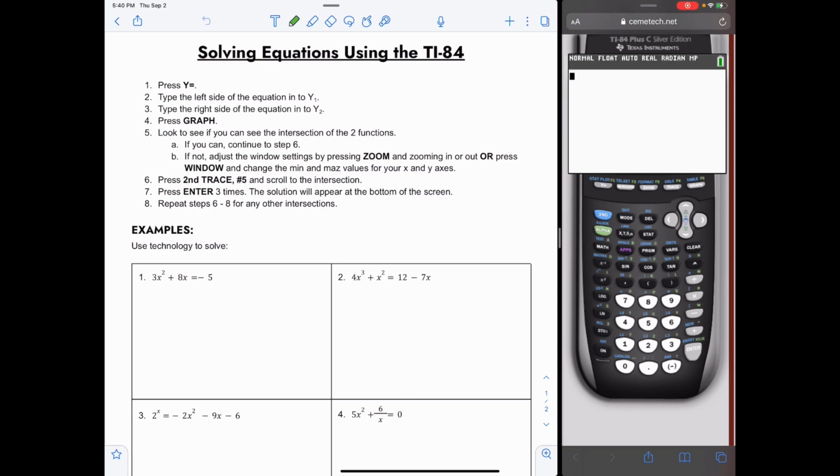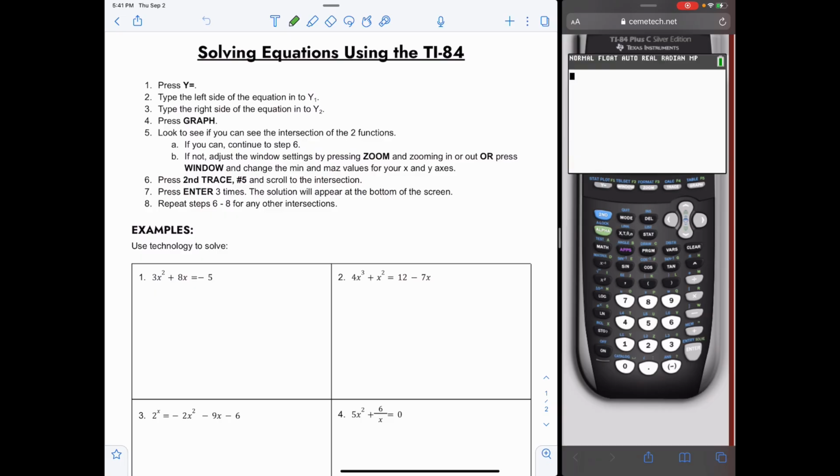Today we're going to talk about solving equations using the TI-84. So the first thing that you're going to do is press Y=. You're going to type the left side of the equation into Y1 and the right side of the equation into Y2. Once you do that, you are then going to press graph and check to see if you can see the intersection of the two functions.